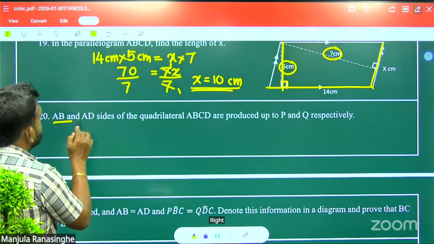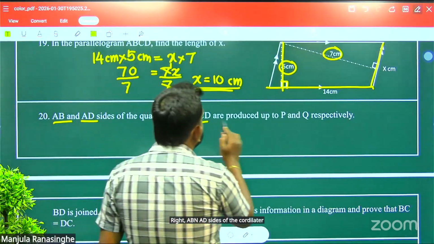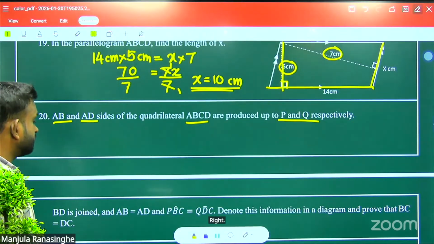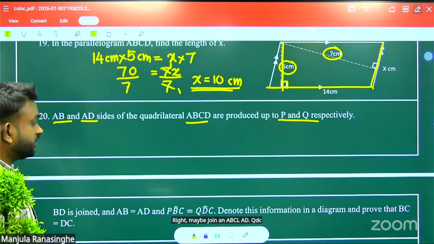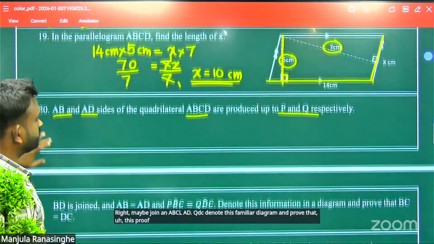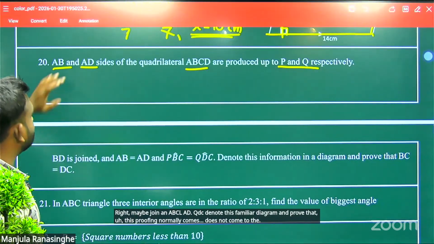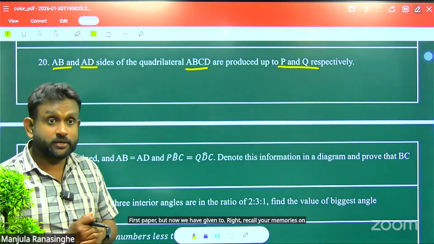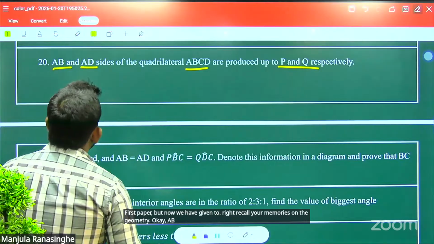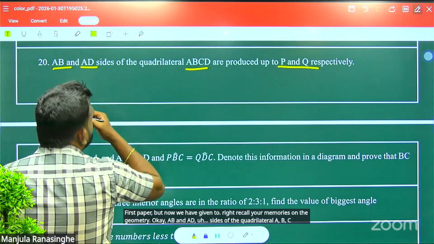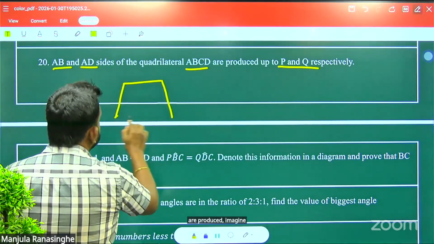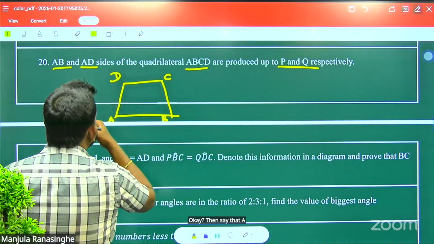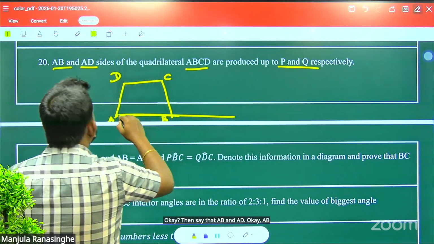Right, AB and AD sides of the quadrilateral ABCD are produced up to P and Q respectively. BD is joined and AB equals AD. Denote this in a similar diagram and prove that. This proving normally does not come in the first paper, but now we have been given it, so recall your memories of geometry. Imagine a quadrilateral ABCD. AB produced and AD produced.